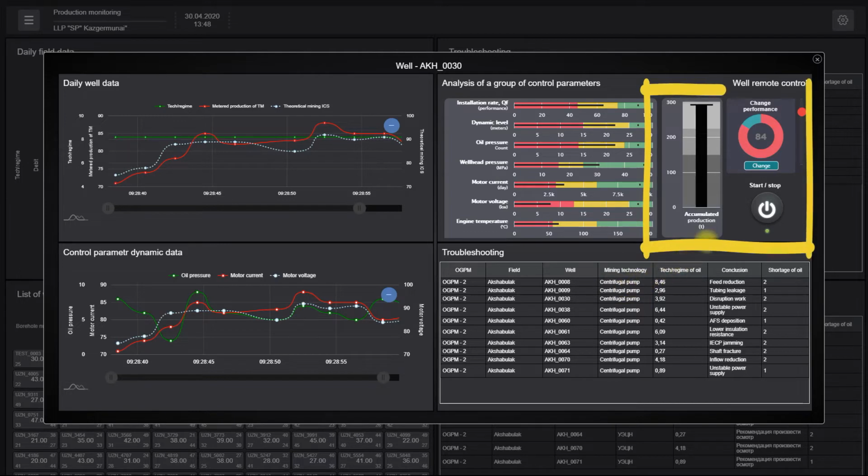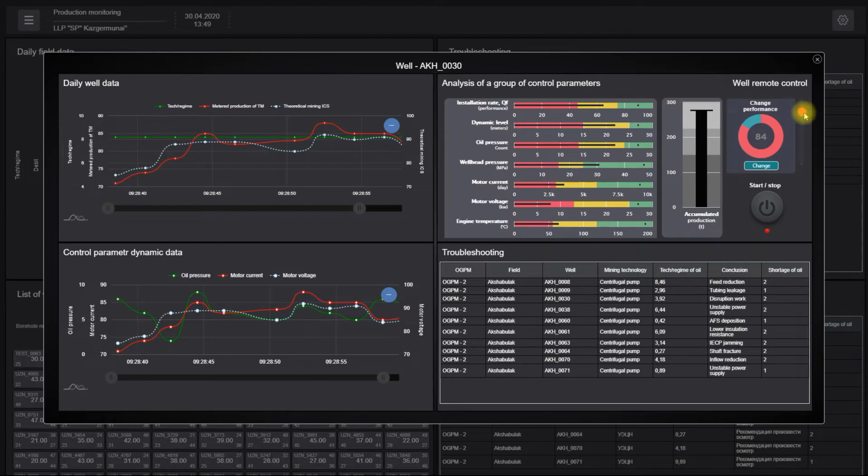To the right of the control parameter indicators, there is a scale for monitoring the oil production of a selected well at the current time with a daily accumulation. In addition, the system's functionality allows you to remotely start and stop a well and change the well's productivity.